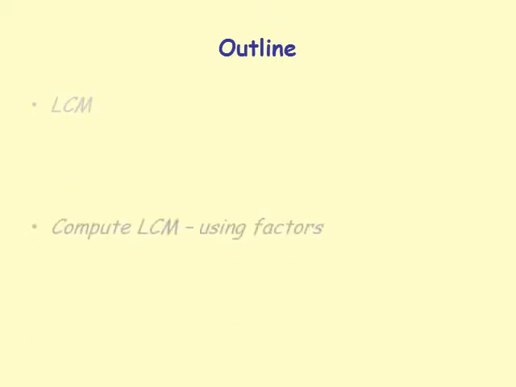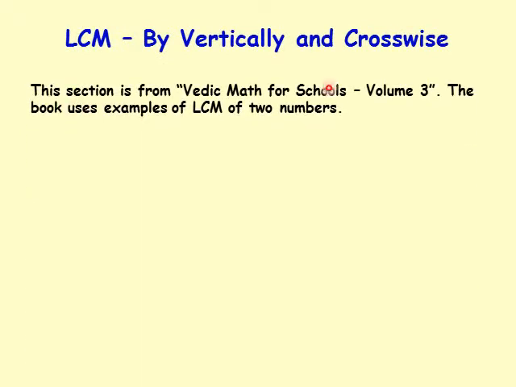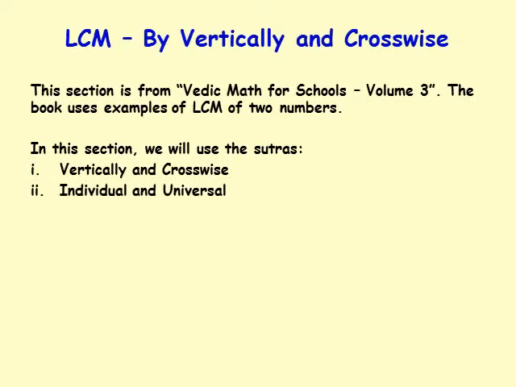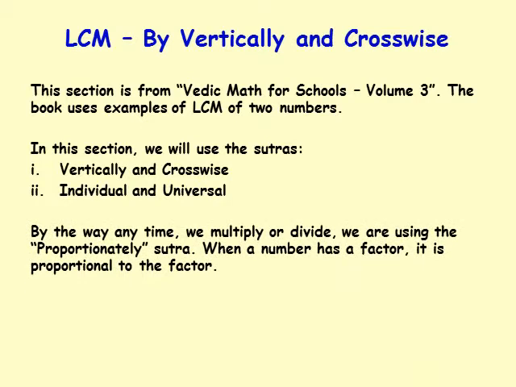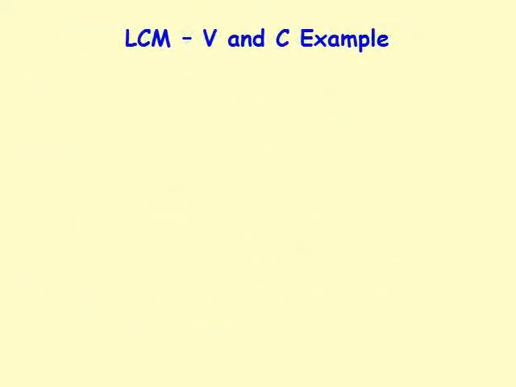Let's go to the next section. We'll compute LCM using vertically and crosswise. This section is from Vedic Math for Schools, volume 3, and the book uses examples of LCM of two numbers only. In this section we'll use the sutras vertically and crosswise, and individual and universal. By the way, anytime we multiply or divide, we are using the proportionality sutra too. When a number has a factor, it's proportional to that factor. Determining a factor is also determining proportionality.